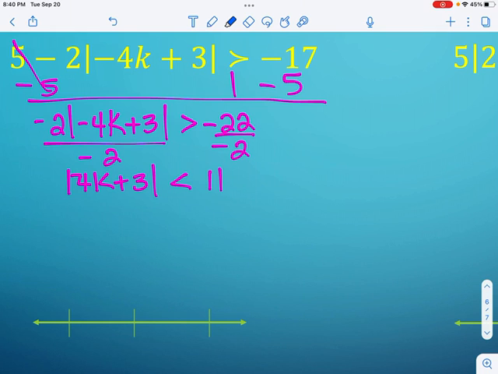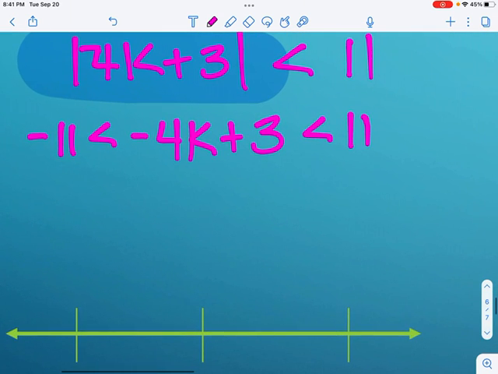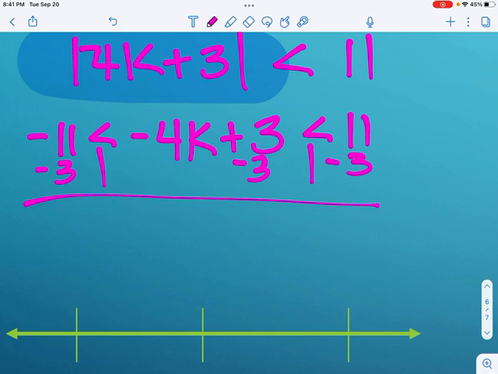Now, I see that it's isolated. My absolute value is completely by itself on this side, so now we're ready to do the split. It's a less than symbol, so I'm going to go -11 is less than -4k plus 3, which is less than 11. Now we're going to solve that part. So I'm going to minus 3, minus 3, minus 3. So that's going to give me -14 is less than -4k, which is less than 8. At that point, I'm going to divide by -4.